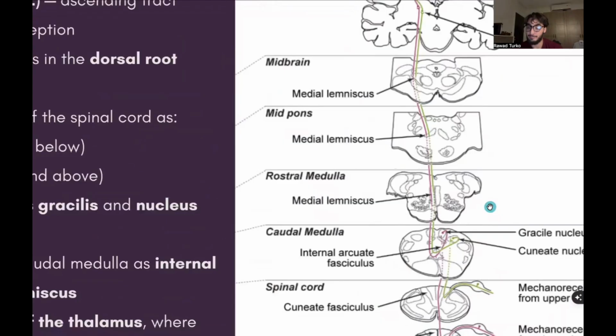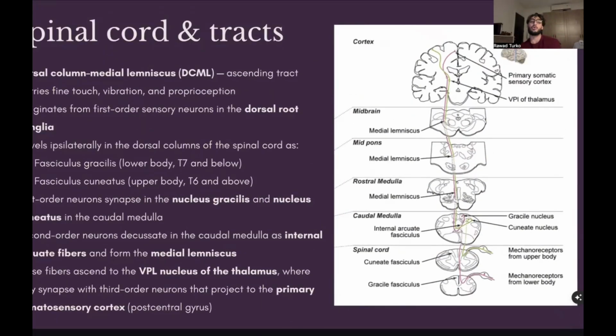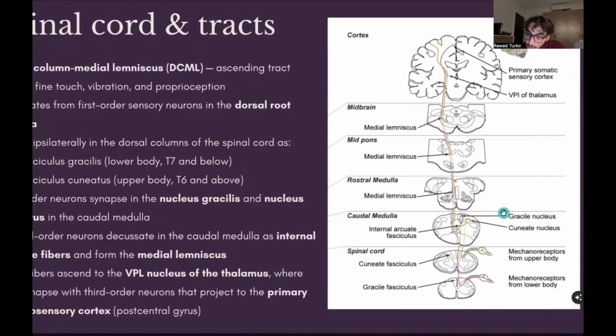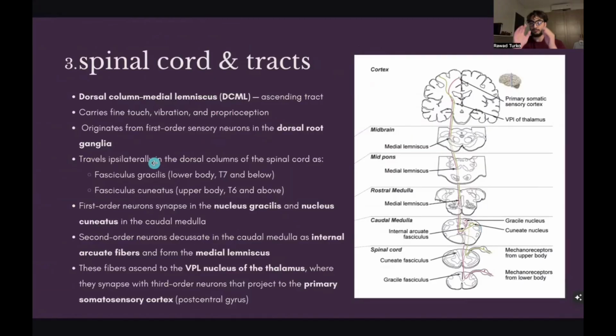Now, in the caudal medulla, you have the nuclei, the actual cell bodies where the first order neurons are going to synapse with the second order neurons. These cell bodies are called the gracile nucleus and the cuneate nucleus. Each fasciculus is going to synapse with its corresponding nucleus. The fasciculus gracilis, which carries information from the lower body, is going to synapse in the gracile nucleus, and the fasciculus cuneatus is going to synapse in the cuneate nucleus. And that's where your second order neurons are.